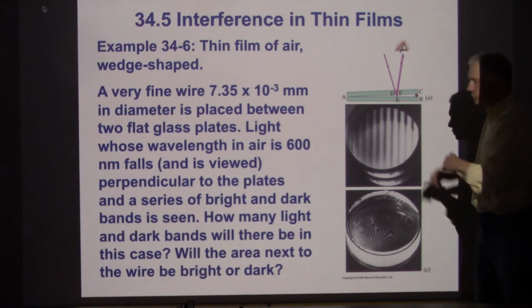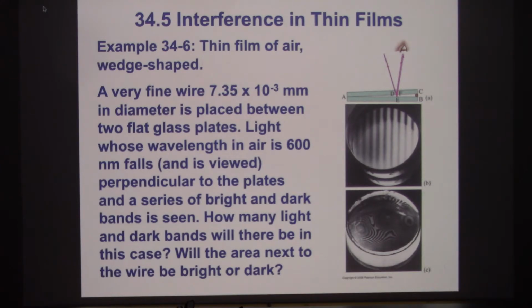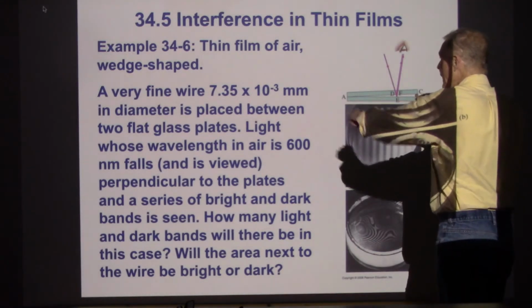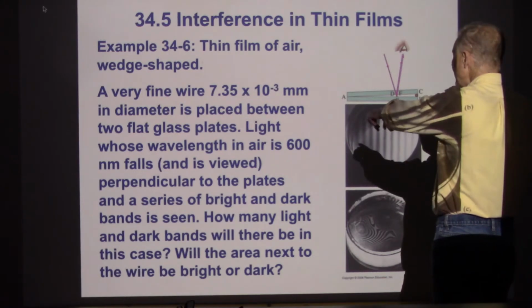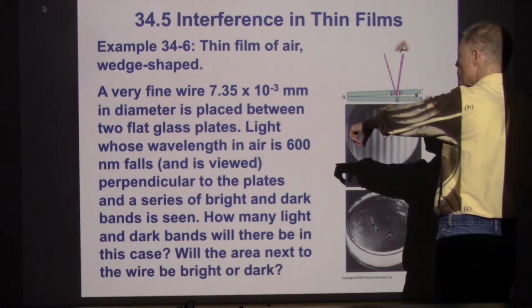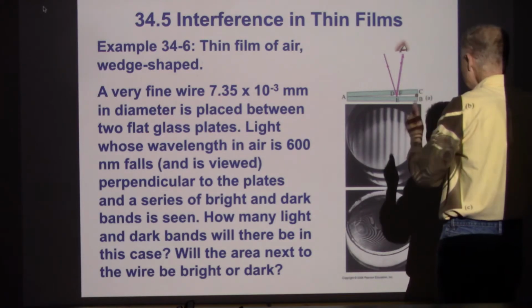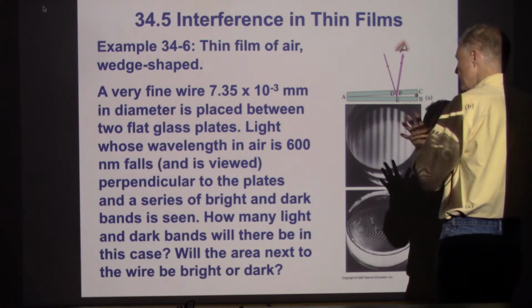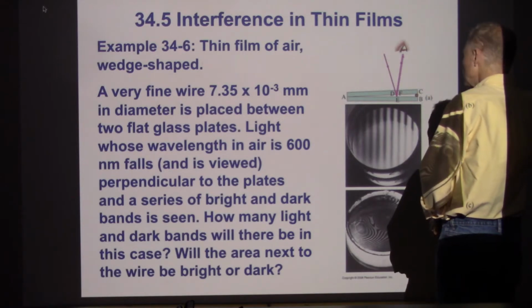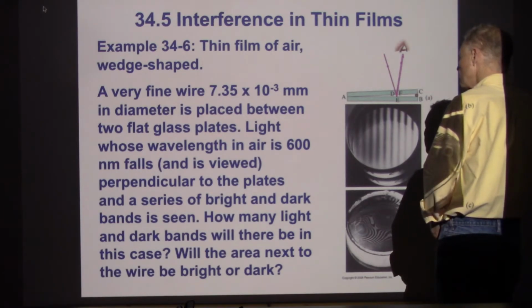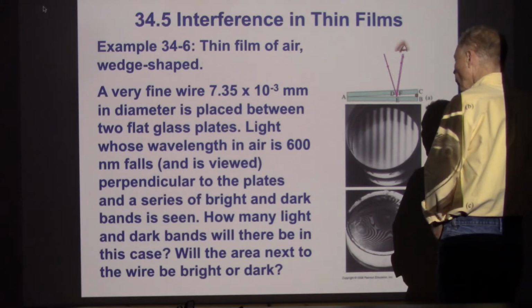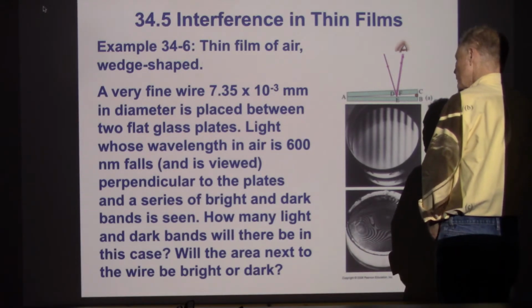And then the light that we're shining on that is probably monochromatic, meaning that the light shining on that consists of pretty much just one wavelength, or a narrow range of wavelengths. Okay, so two flat glass pieces. It's a 600 nanometer wavelength light, and we're looking at it directly from above, and we're counting how many light and dark regions there are. Will the area next to the wire be bright or dark?